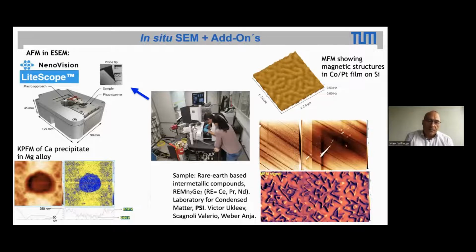And what we have started now to build in collaboration with the company Nanovision is a heating stage. So we can also do temperature-dependent measurements in the SEM with the AFM, with the different tips. And because we have an environmental SEM, we can of course introduce gases at the same time. So we can induce changes of materials and then use the combination of AFM, SEM, and all the different capabilities that the AFM brings, all together at the same time.